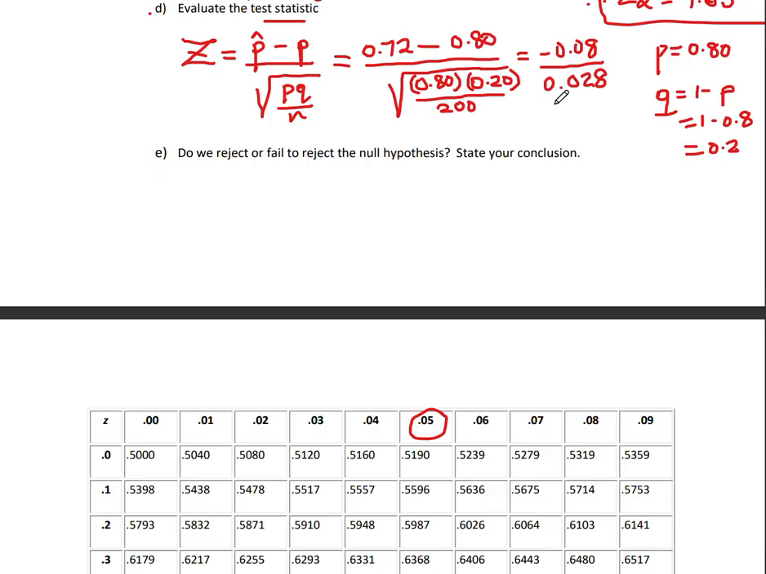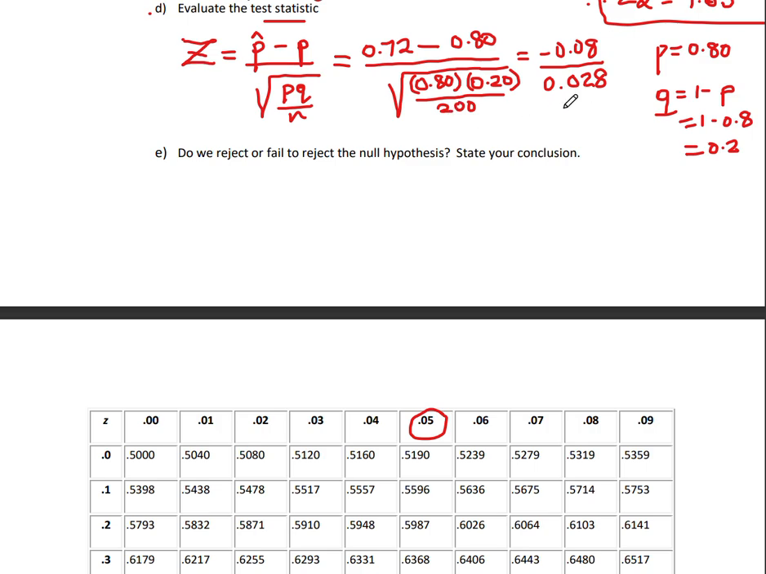Now, again, how we arrived at that 0.028 is to multiply 0.8 by 0.2, then divide by 200, and then take the square root. Or you can, of course, just insert everything under your square roots in the calculator.